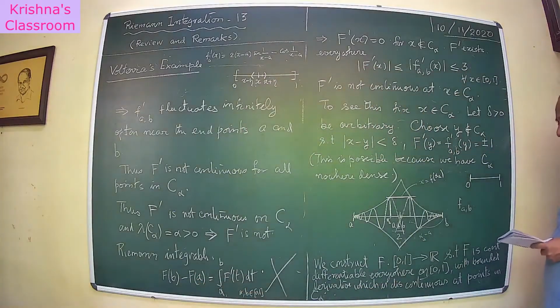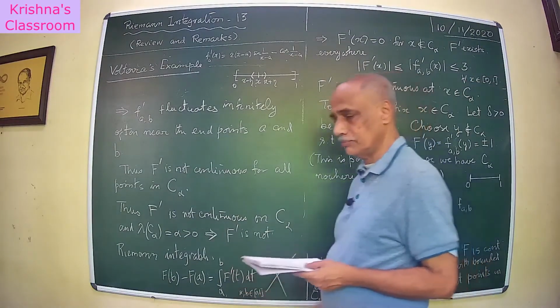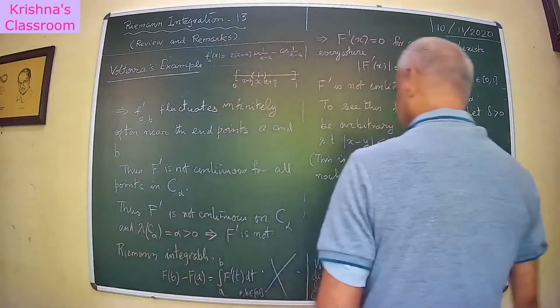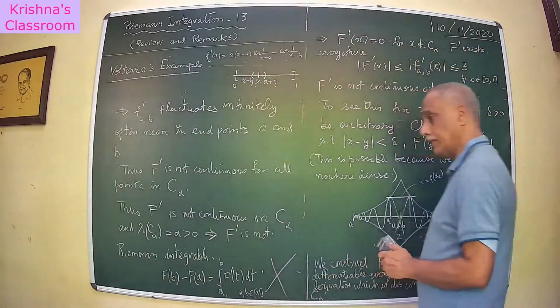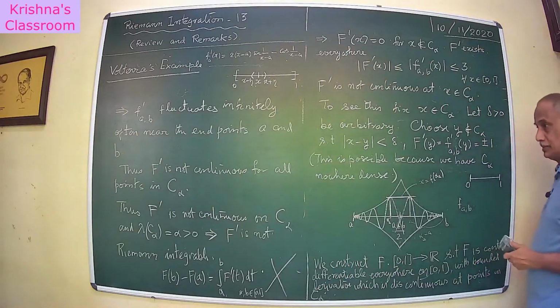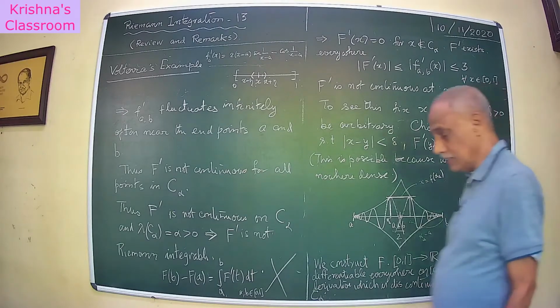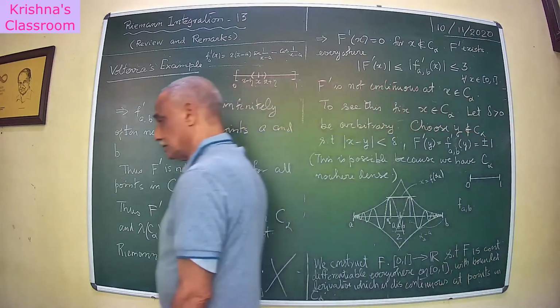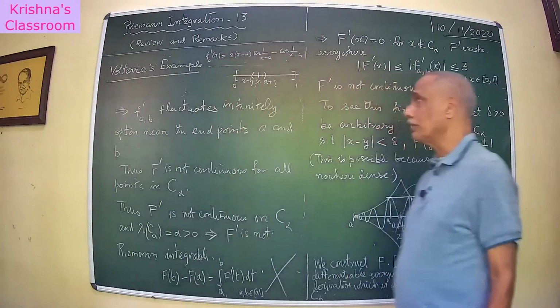This is not possible because this is not Riemann integrable at all. That's the problem. So the fundamental theorem of calculus breaks down here. So we have achieved our target, namely constructing a function which is continuous, for which the derivative exists everywhere, but the derivative is not Riemann integrable.